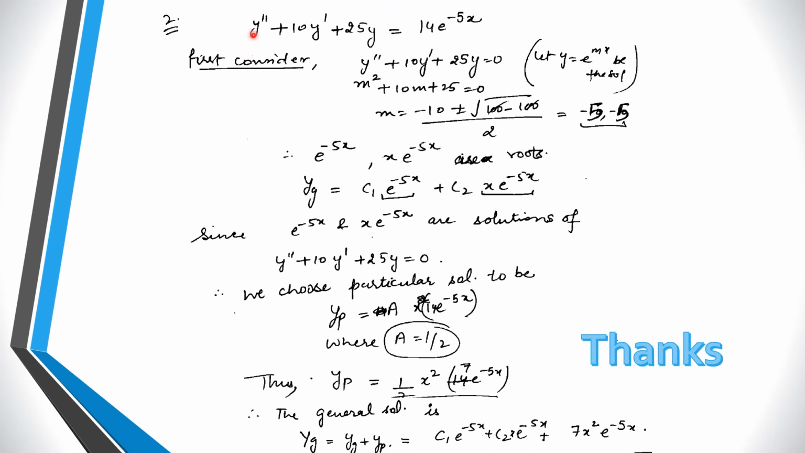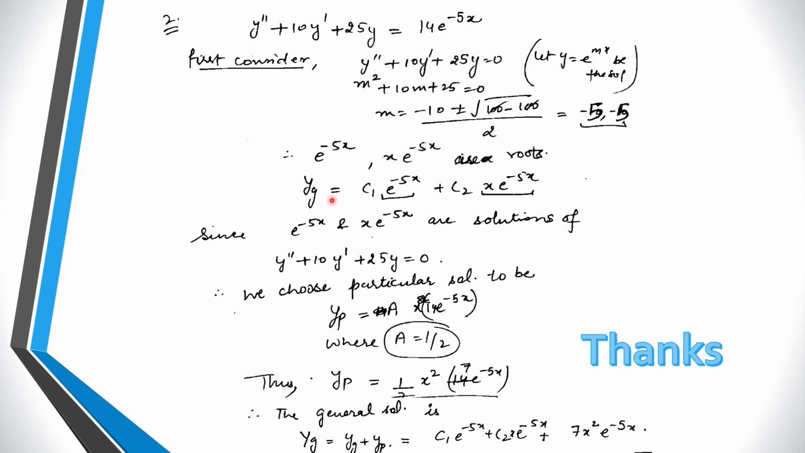One more example. Let's suppose you are given y double prime plus 10y prime plus 25y is equal to this. Again, you have to find the general solution of this differential equation. So you have to consider the left hand side. Take the R(x) to be 0. Consider the homogeneous equation. Suppose that e to the power mx is the solution. You get the auxiliary equation. Find out the roots. You have repeated roots. So e to the power minus 5x and x into e to the power minus 5x, they are the solutions of this equation.